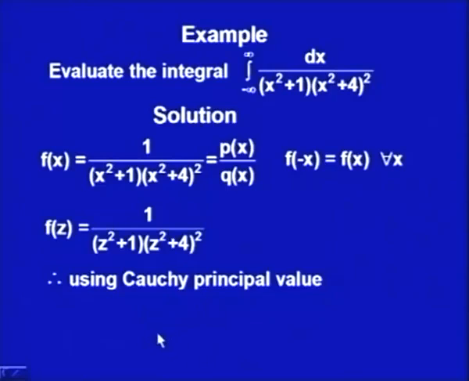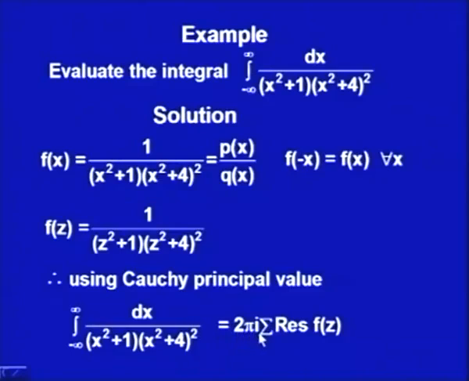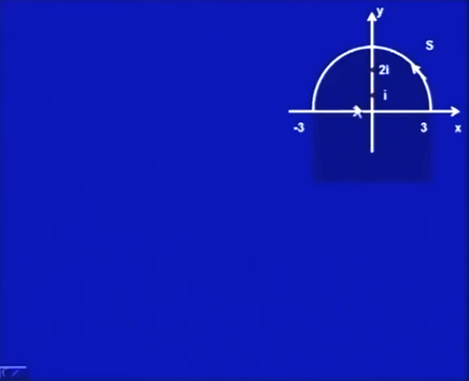So, we will use the Cauchy principal value, and that says the integral from minus infinity to plus infinity of dx upon (x square plus 1) into (x square plus 4) square is equal to 2 pi i times the summation of residues of f(z), where this summation is over all those poles which are in the upper half plane. Let us find the residues of this function f(z). We found that the poles are at i, 2i, minus i and minus 2i; we are interested only in the poles in the upper half plane, that is i and 2i, both are here.